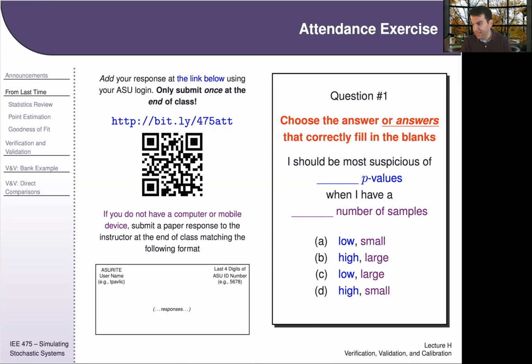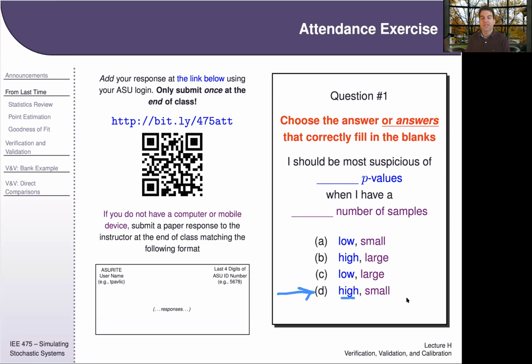Maybe I'll turn on my annotation. I agree that D should be pretty suspicious, because high p-values mean that it could have happened under the null. But if you have a very small amount of data, say you only flip a coin once and it comes up heads, well, it had to come up something. Any hypothesis about the coin's distribution could be supported by that one flip. So if you have a small number of samples, you should be very suspicious of high p-values.